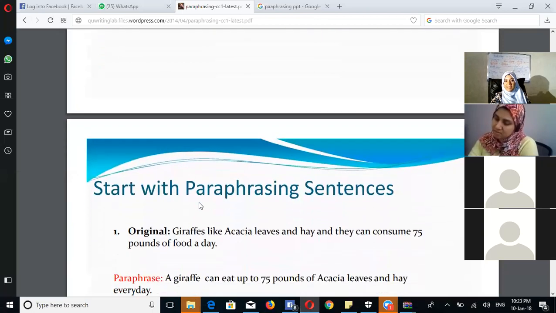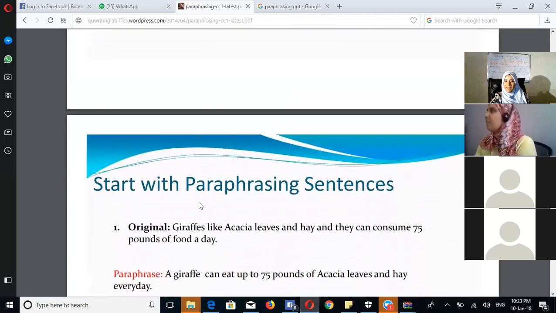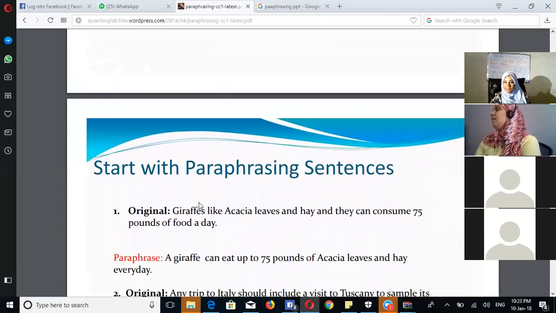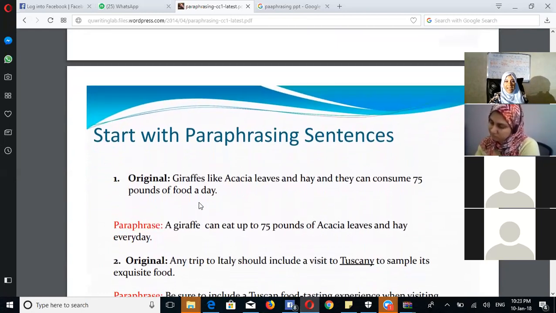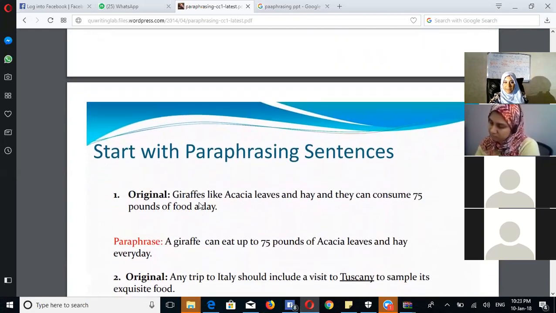Very good. So a giraffe can eat up 75 pounds of acacia leaves and hay every day. Instead of saying a day, he said every day, or daily. Eat up instead of consume. All right? Now let's have another sentence, but please do it faster than the first time.